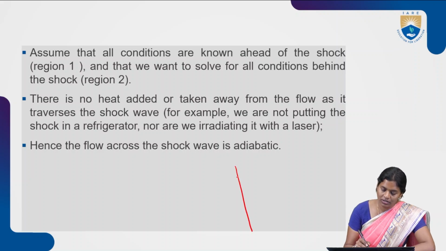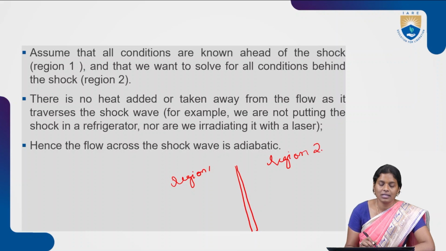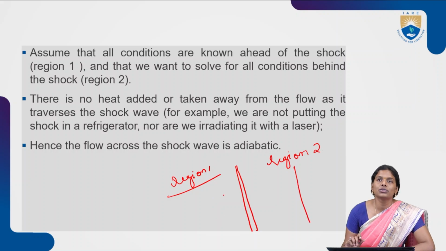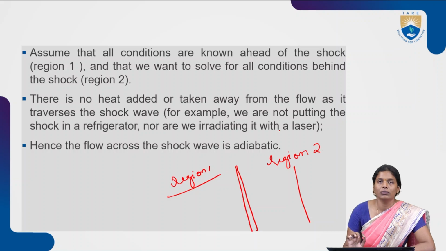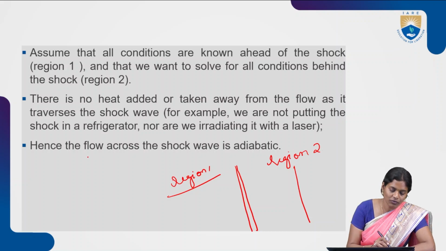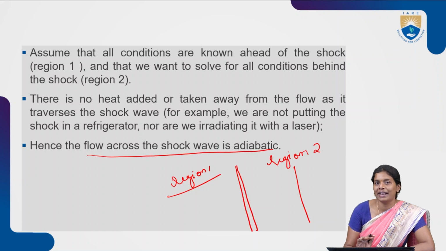If we take this as a shock wave, this is region 1 and region 2. At region 1 we know all the properties and conditions, and we want to find what is happening behind the shock wave. There is no heat added or taken away from the flow as it crosses the shock wave. For example, we are not putting the shock in a refrigerator, nor irradiating it with a laser. So what does it mean? The flow across the shock wave is adiabatic. No heat added or taken away from the system is nothing but an adiabatic process, right?